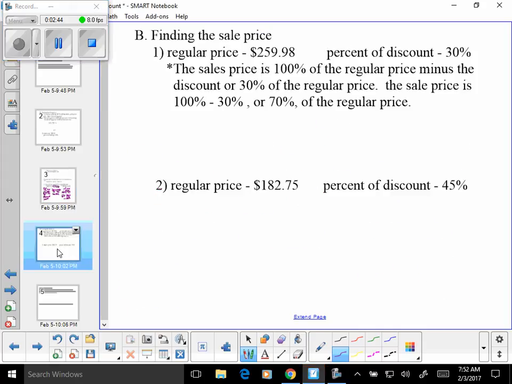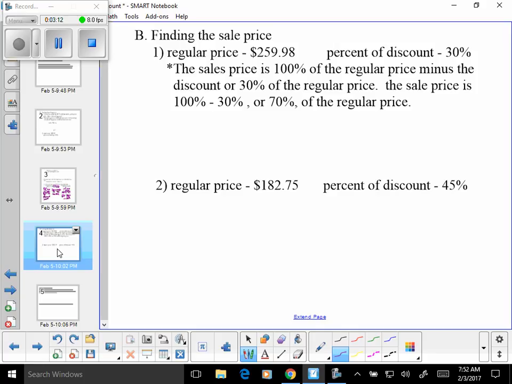Okay, finding the sale price. If we know the regular price and we know the percent of the discount, we can get to our sale price. Now, there's a couple of ways to do this, and if you're having too much trouble the way I'm going to explain it here, you better see me and I'll show you an easier way, but it takes 2 steps.